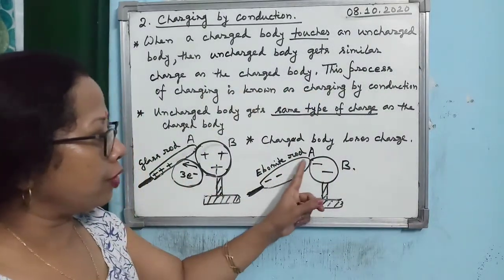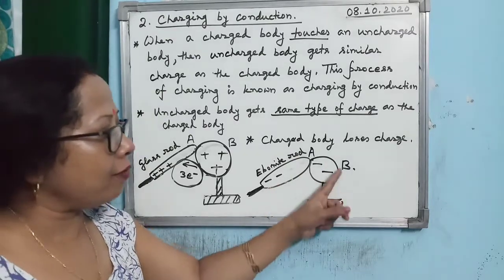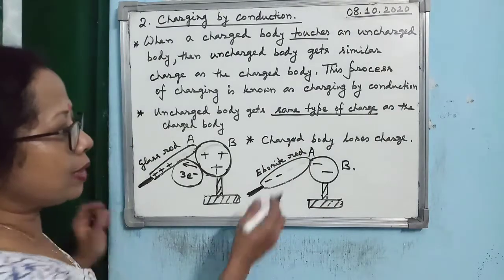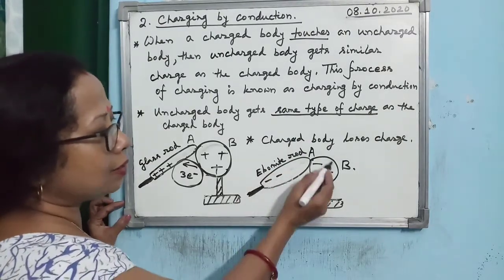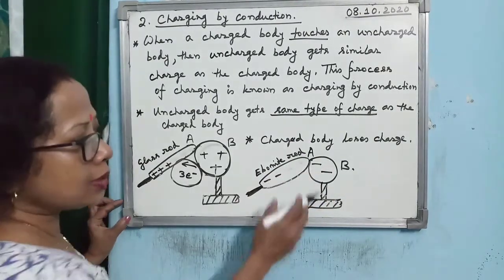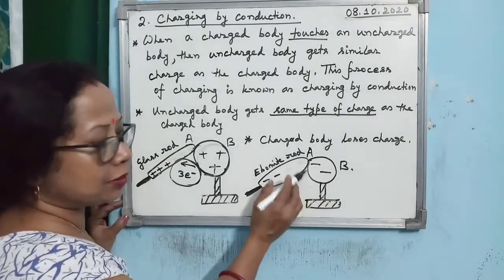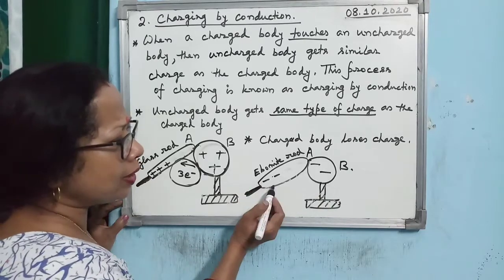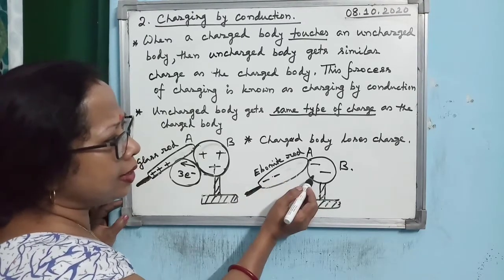An ebonite rod A having 4 electrons and B having none. So A will provide 2 electrons to B. So you see what is happening. A is having negative charge, B is also having negative charge. B was uncharged first. Now B has become charged. But what kind of charge? Same type of charge.